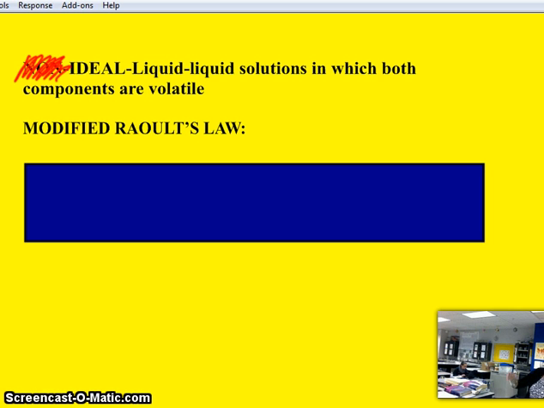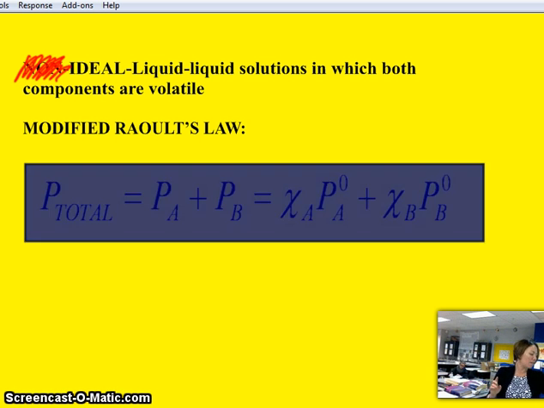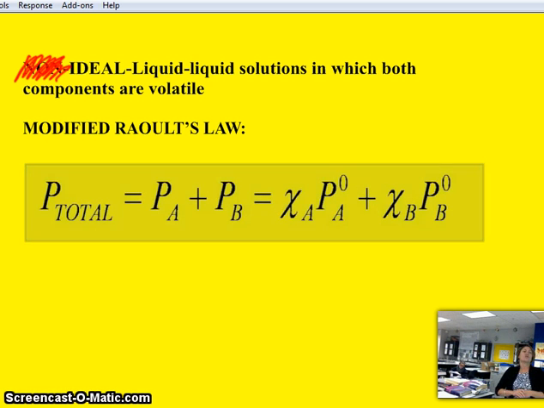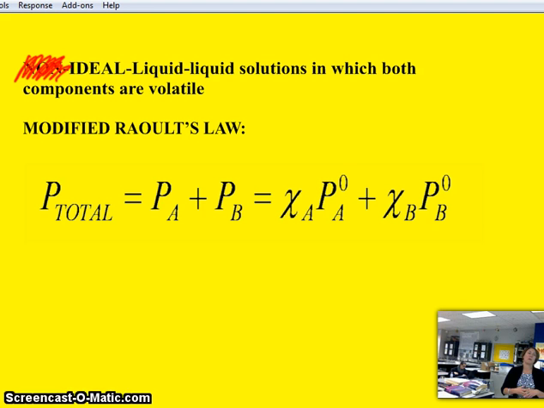Since both components evaporate and contribute to the vapor pressure, we have to sum those components. So the total pressure will be equal to the pressure of component A plus the pressure of component B. And the way we get the pressure of component A in the solution is by taking the mole fraction of A times the pure pressure of A, and adding to it the mole fraction of B times the pure vapor pressure of B. Everywhere there's pressure here, it's really vapor pressure.